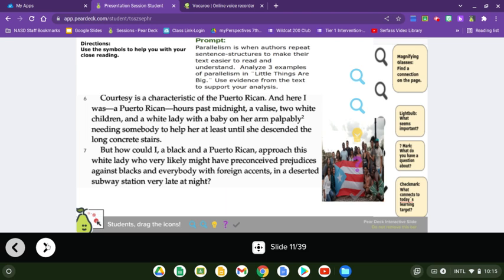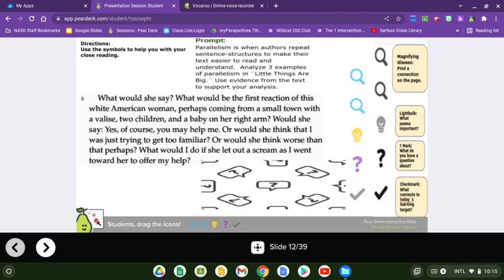I hope that was rich. What would she say? What would be the first reaction of this white American woman, perhaps coming from a small town with a valise, two children, and a baby on her right arm? Would she say, yes, of course, you may help me? Or would she think that I was just trying to get too familiar? Or would she think worse than that, perhaps? What would I do if she let out a scream as I went toward her to offer my help?